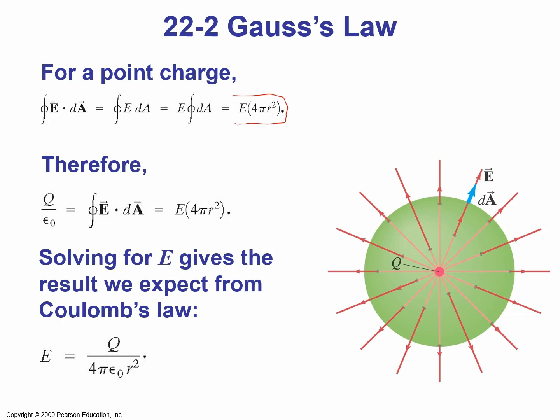And from here we can calculate the electric field by solving this equation for the electric field to get the result that we were expecting from Coulomb's law. The electric field is equal to 1 over 4 pi epsilon naught multiplied by Q divided by R squared.